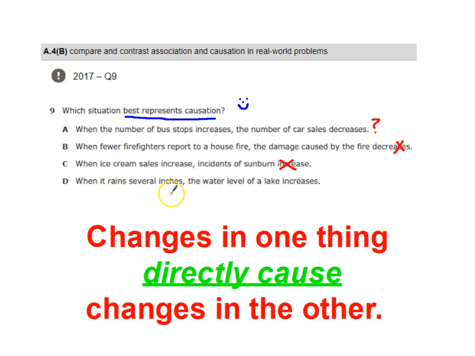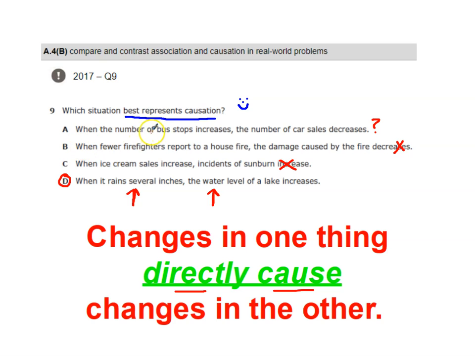And we'll look at this one. If it rains several inches, the water level of the lake increases. To me, that makes sense. So the more it rains, it's going to cause the water level to go up. Therefore, it directly has a cause. So the answer is D.